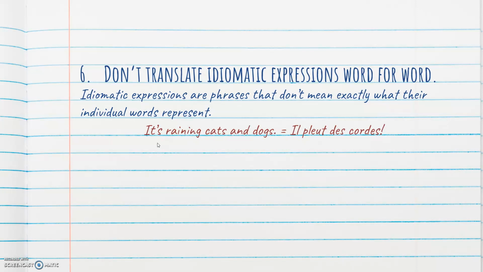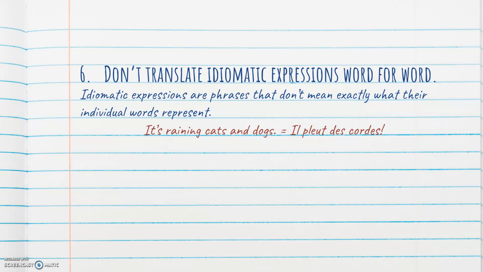In English, we have the phrase, it's raining cats and dogs. So if you translated that word for word into French, you would say, il pleut des chats et des chiens. But that doesn't actually mean anything to a French person because a French person says, il pleut des cordes. It is raining cords. So if you try to go to word reference and look this up one word at a time, like you're supposed to do with everything else, you're not really going to get the right phrase.